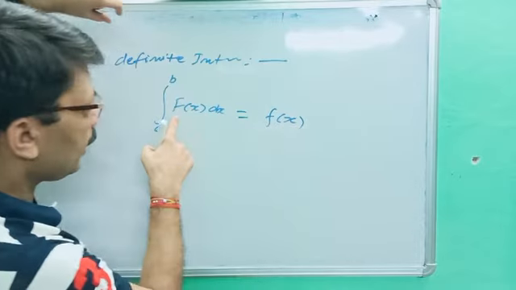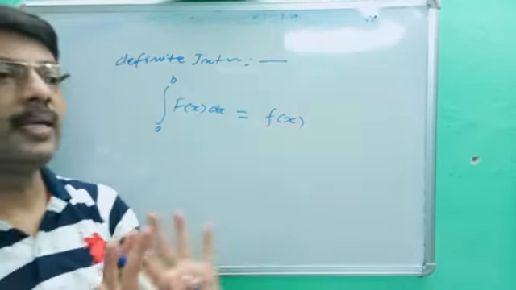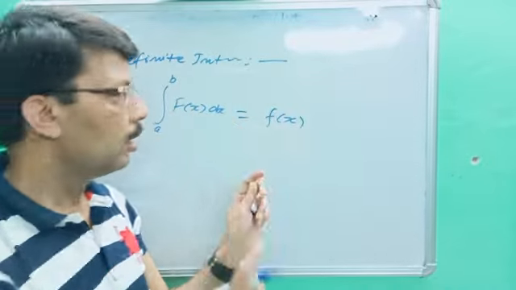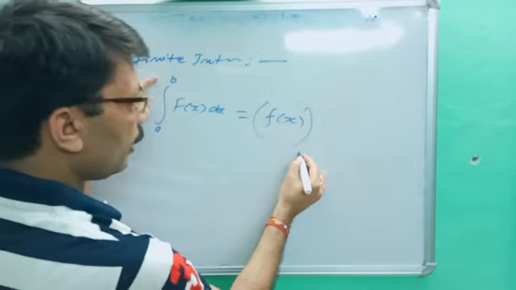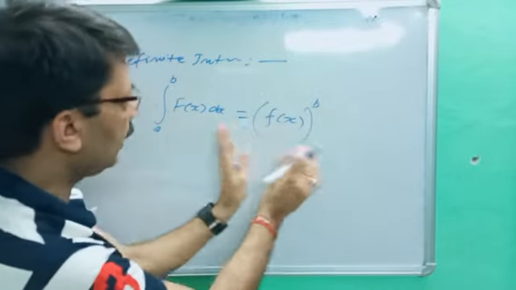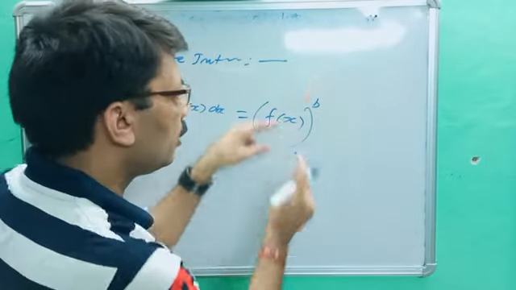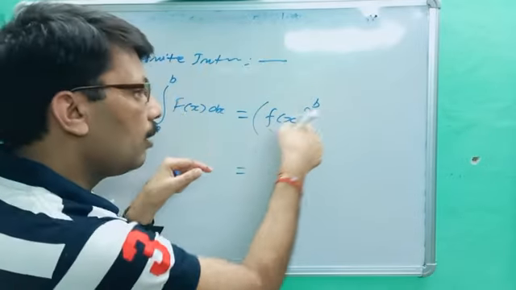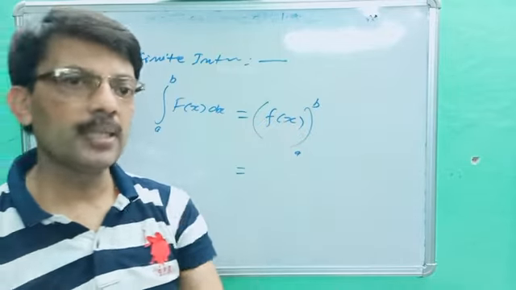Let's suppose the integration of capital Fx is small fx, as you usually do. There is no change in the integration process. It will be the same as previous. Now you will put the bracket and you will put the higher limit b and the lower limit a. Capital Fx is integrated as small fx. Now you have to put the limit a to b. First, what will you put? Higher limit minus lower limit. This is the process, keep it in mind: higher limit minus lower limit.